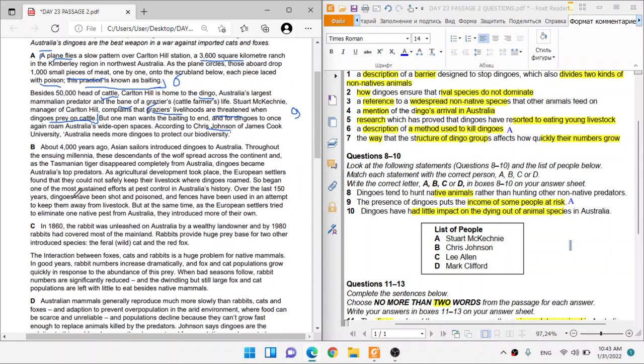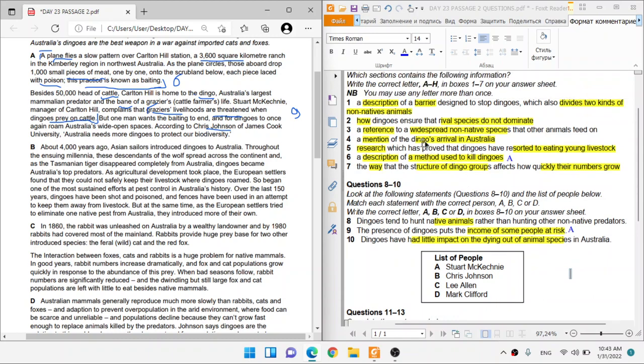That's a keyword thing. About 4,000 years ago, Asian sailors introduced dingoes to Australia. If you remember, there was a reference to that. That's question number 4. About 4,000 years ago, Asian sailors introduced dingoes.